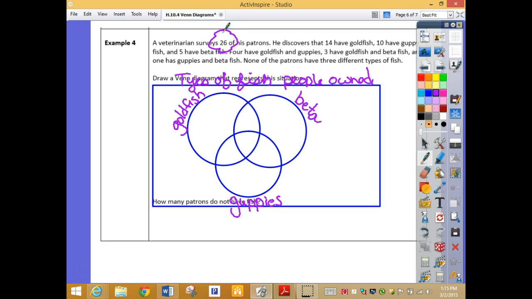14 have goldfish, so where should I put that? Exactly, that goes above the goldfish because we don't know if it's only goldfish. So we have to put that 14 up here. 10 have guppies. Where does that go? Yep. It doesn't say only. And how about the next? And 5 have beta. So go up here.